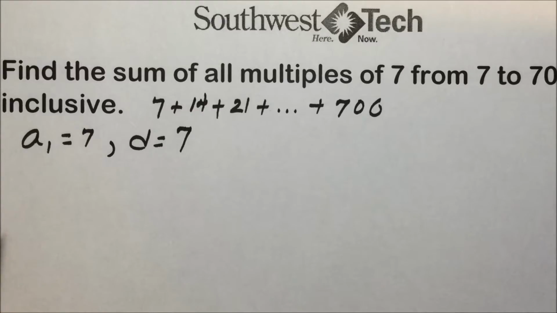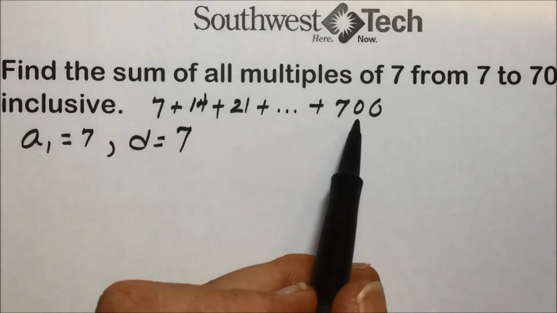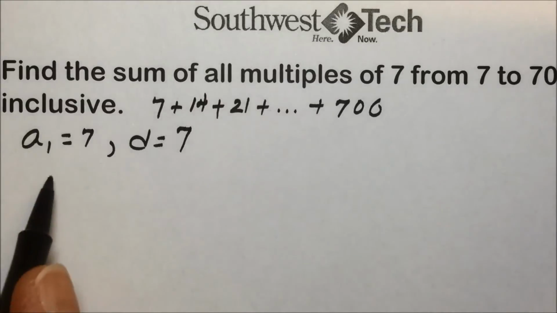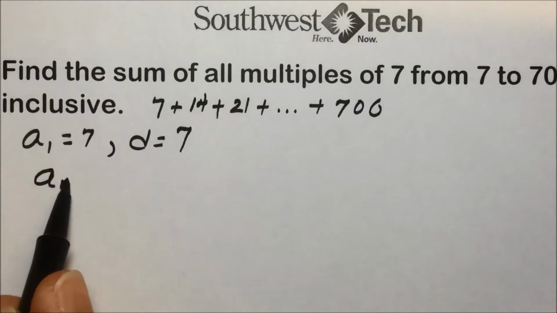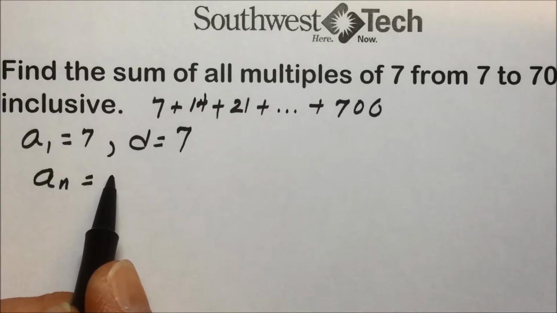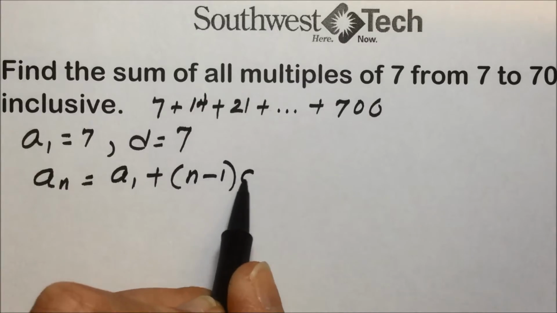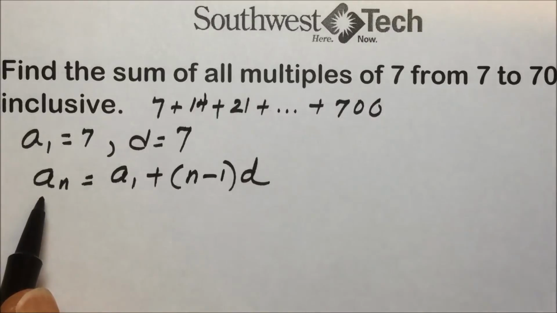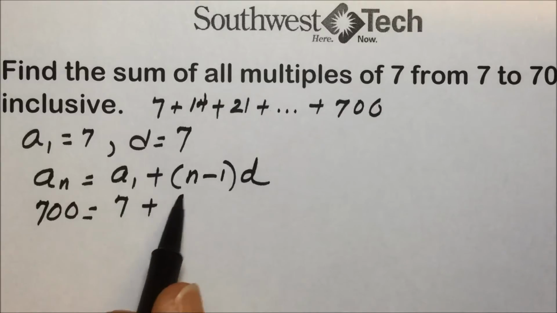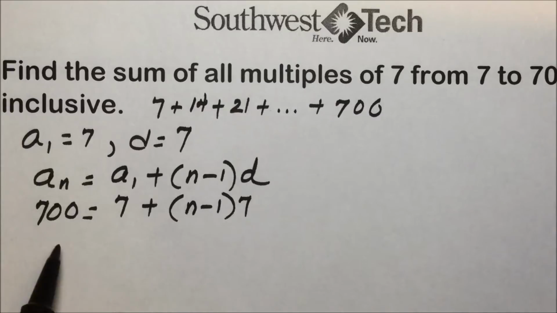But how many numbers are we adding together? Now, some may be able to identify what number 700 is. We have our first term, second, and third. What is that? But if that's not clear, we can use our nth term formula. The nth term in an arithmetic sequence is found by taking the first term plus n minus 1 times the common difference. Well, we know what that nth term is. It's 700. We know the first term, which is 7. We don't know what n is, but we know the common difference is 7.